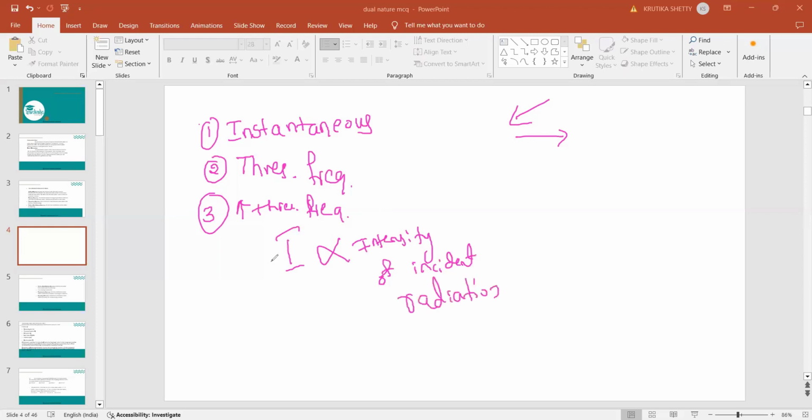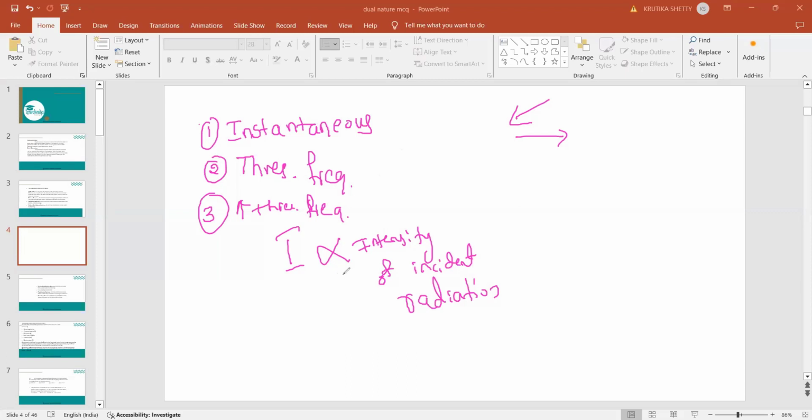So three points. First, the photoelectric effect is an instantaneous process. Second, for the photoelectric effect to occur, some minimum frequency is required, called the threshold frequency. Above that threshold frequency, the photoelectric current is directly proportional to the intensity of the incident radiation.